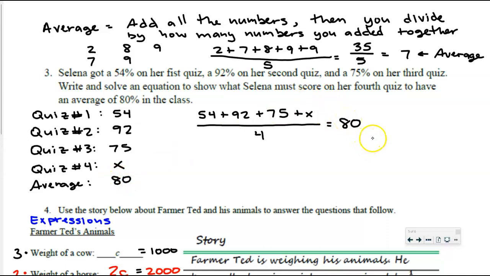This is like when you guys say, if I do really good, am I going to be able to get a B? I don't know. This is what we'd have to do to find out. So let's see if Selena is going to be able to score an 80 or a B minus.